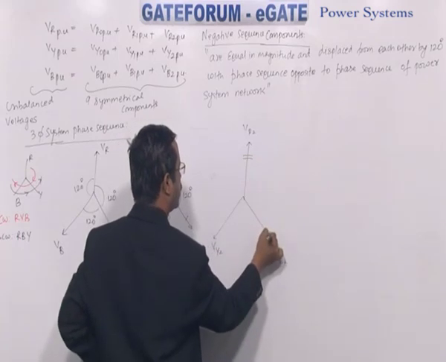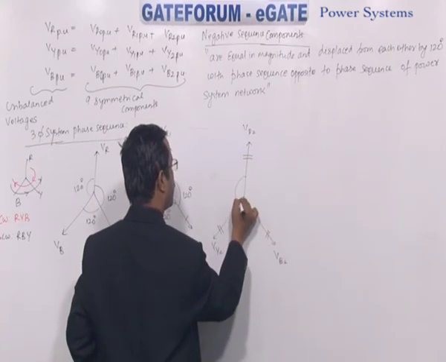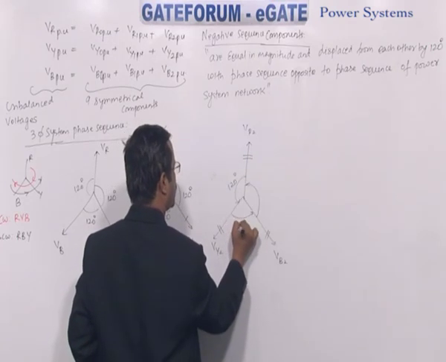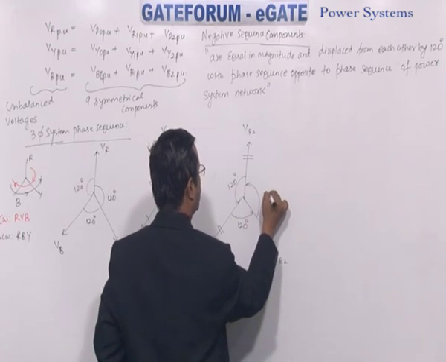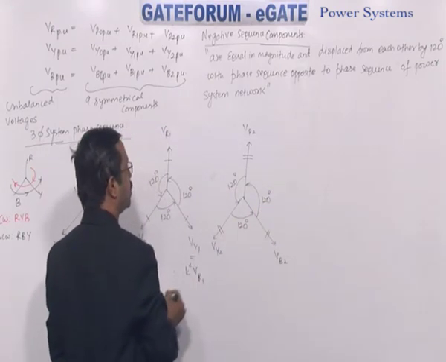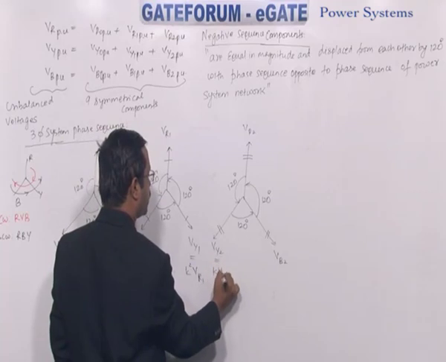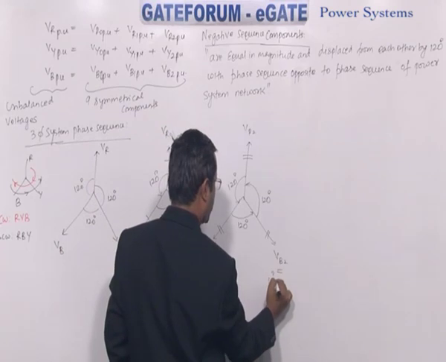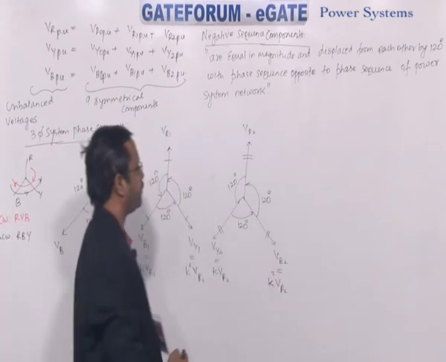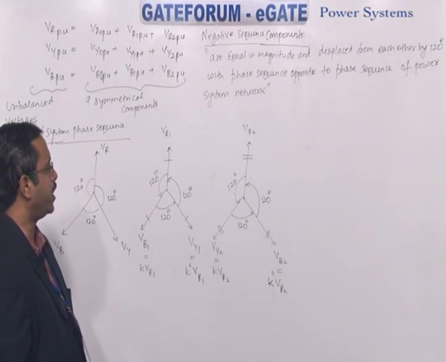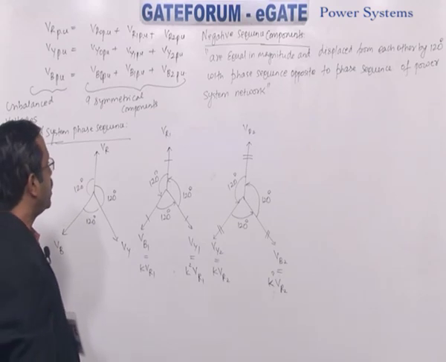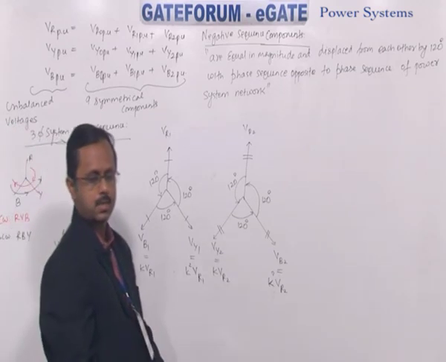And all have the equal magnitude. And they are displaced from each other by how much? 120 degrees. So how much Vy2 is? K times VR2. Vb2 how much? K square times VR2. So this is regarding negative sequence components.